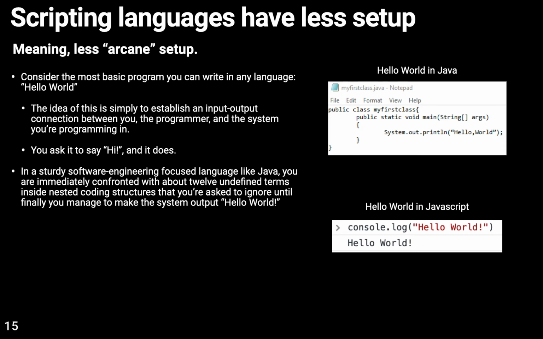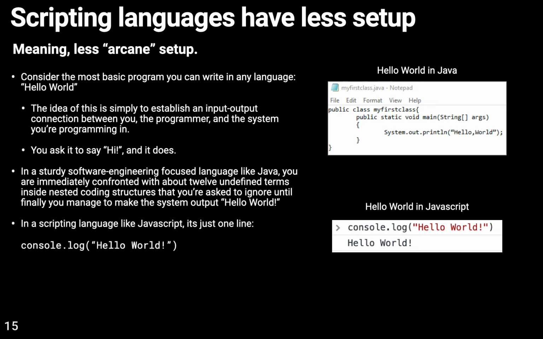In something sturdy, in a software engineering-focused language like Java, you're immediately confronted with about 12 undefined terms inside a nested coding structure, and they say, hey, ignore all this and just type this and it will output hello world, congratulations. That's a lot. Public, class, my first class, public, static, void, main, string, brackets, args, system.out.println, hello world, we finally reach. In a scripting language like JavaScript, this is one line. console.log, hello world. We are asking the system, just print out hello world.